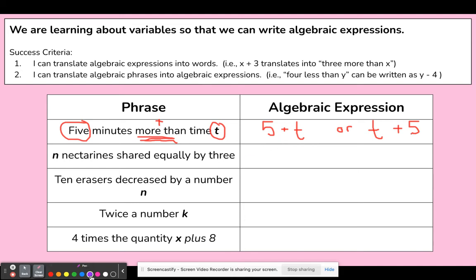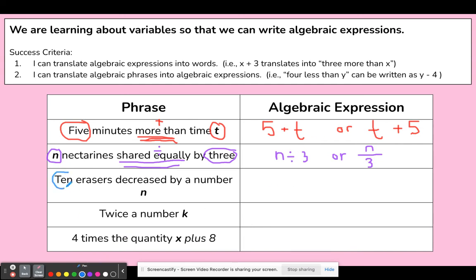So let's try another one. In, that's my letter, n, nectarines shared equally. Well, if you're sharing equally, you're splitting it up. So that's going to be divide. Shared equally by 3. So I'm going to start with my n. Remember, order matters. I'm starting with my n, and I'm dividing it by 3. Now, this is what most of us think of when we think of division, but you can also do division with the fraction bar, kind of like how our Desmos calculator does. n divided by 3. Both of those are correct.